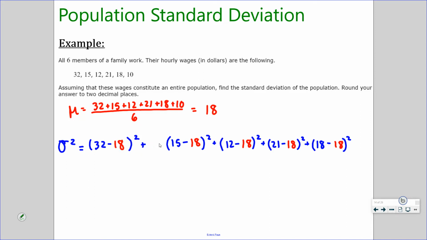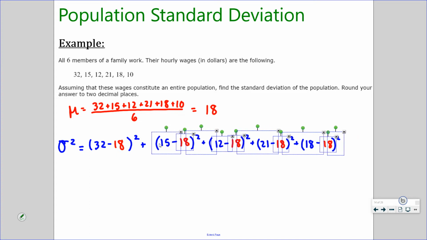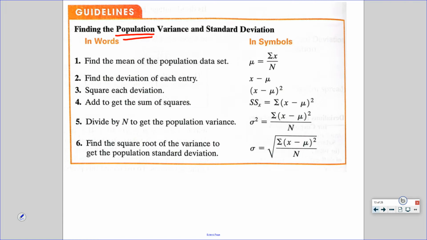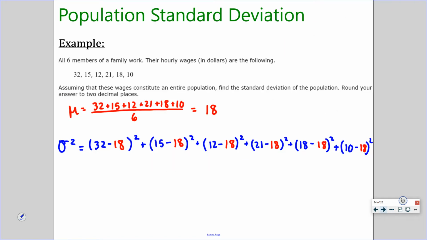I'm just going to scoot over because I ran out of room. There we go. Last one, 10 minus 18. Okay, now all we have left to do to really figure out our variance here is divide by n. Divide by n, which means the number of people in the population. So we're going to divide this by 6. And this number right here is the variance.